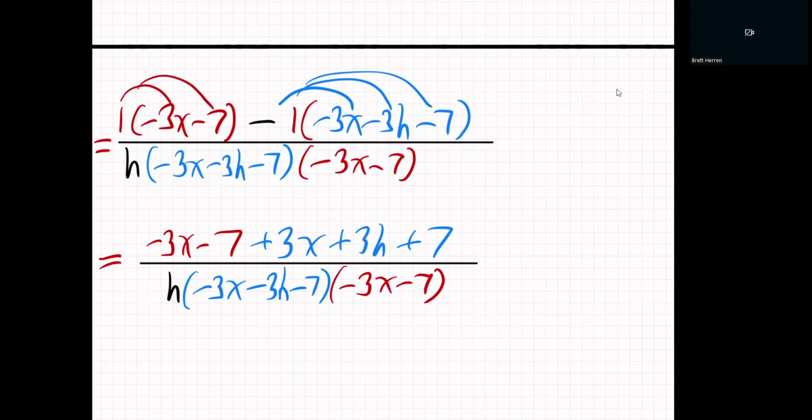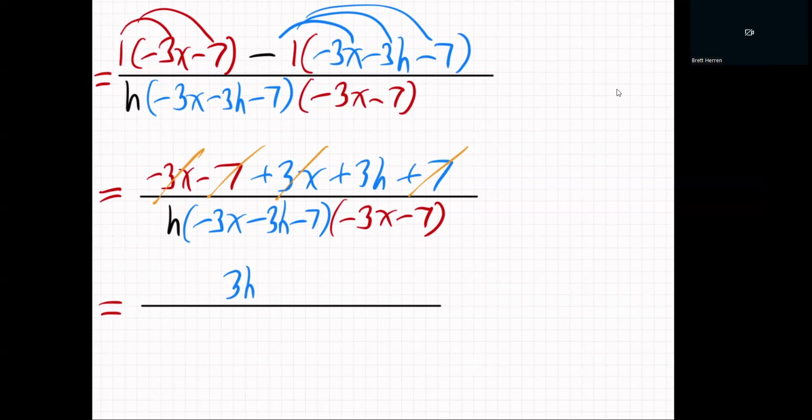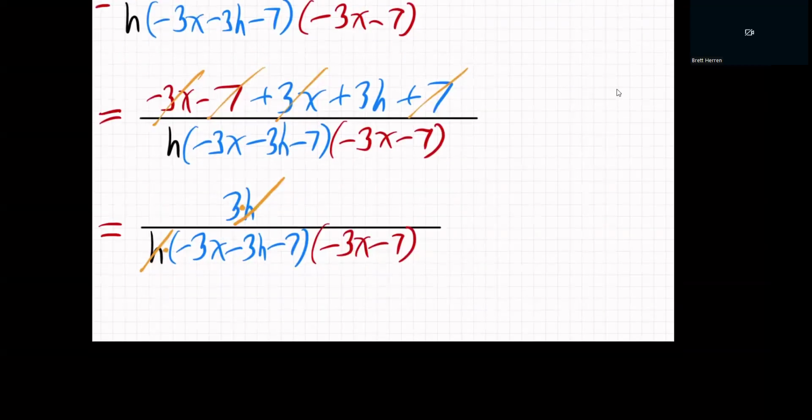Okay, so now where does that leave us? Well, a bunch of stuff's going to cancel, hopefully. Let's see. Minus 3x plus 3x, minus 7 plus 7. Yeah, so all we have is 3h on the top. Bottom, still the same: minus 3x minus 3h minus 7 times minus 3x minus 7. And h cancels h. You can cancel those out because those are multiplied items. Remember, we cannot cancel added or subtracted items, but we can cancel multiplied items.